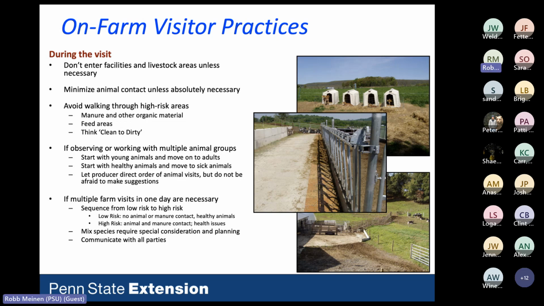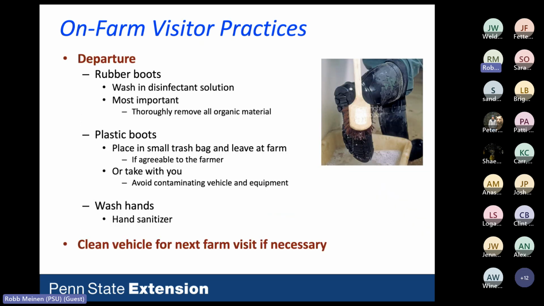Finally, on the bottom large bullet there, if we have multiple farm visits in one day, we are at a higher risk, right? So you would want to go from a lower risk farm to the higher risk farm if you have to do that. If some farms you visit have mixed species, you need to consider that, right? If you have a poultry house and a dairy on the same farm, you probably want to go to the poultry house first, then to the dairy, because the poultry may be considered a higher risk. Communicate with everybody on how you're going to do this and work with the producers.